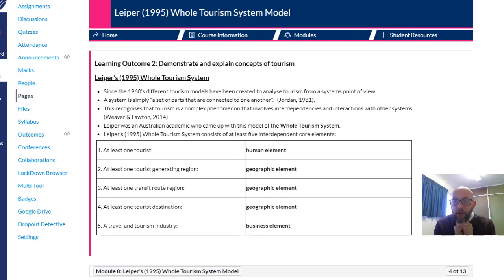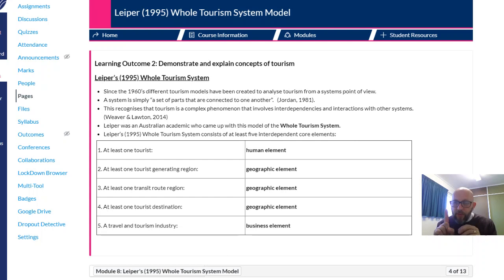Now, if you remember right back in week 1, we looked at definitions. There's no definition that says a tourist has to go a certain amount from his or her known place of residence. And this is supported by Leiper. So what Leiper said, you need one tourist generating region, one place of origin. You need at least one transit route, so they go by a route. And you need at least one tourist destination.